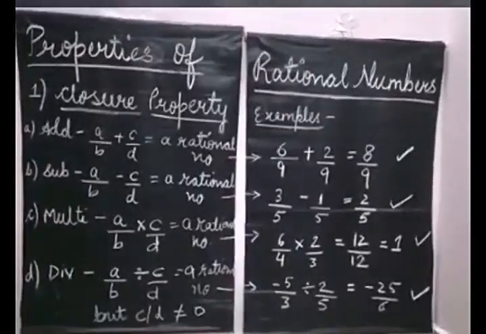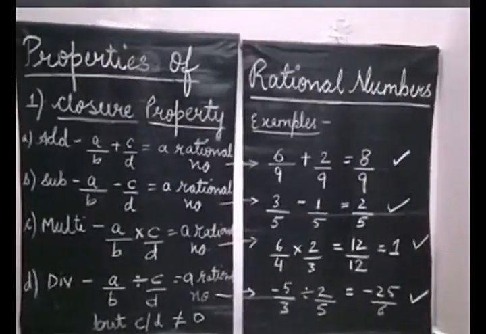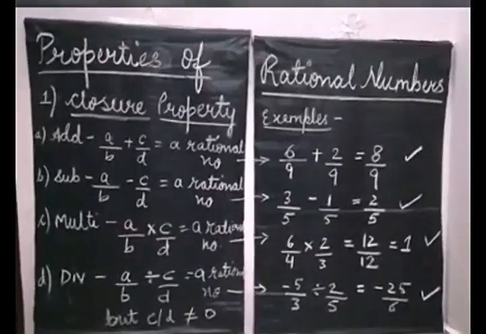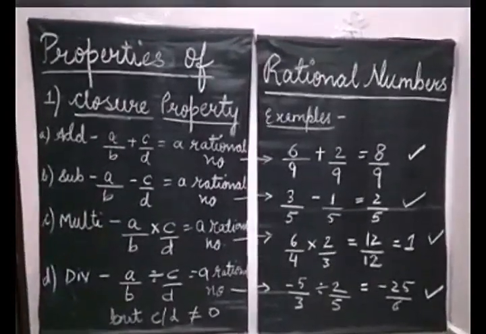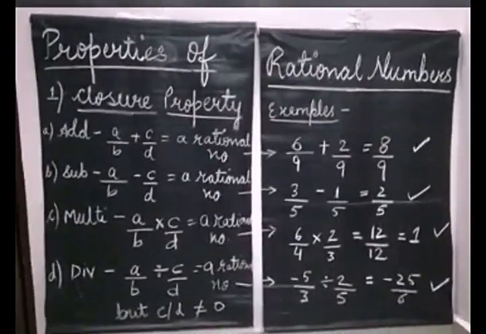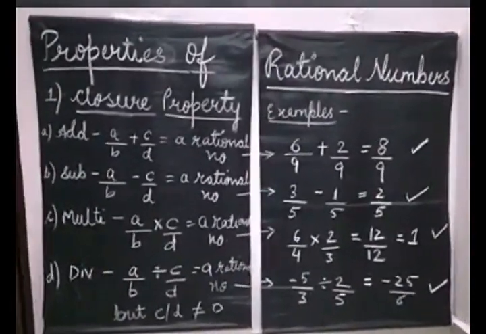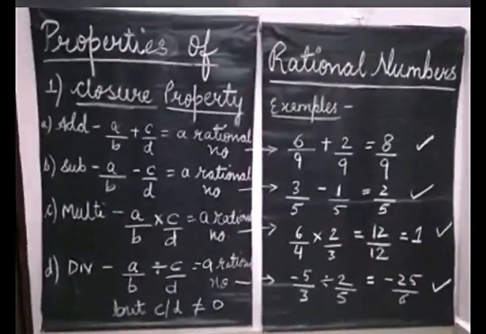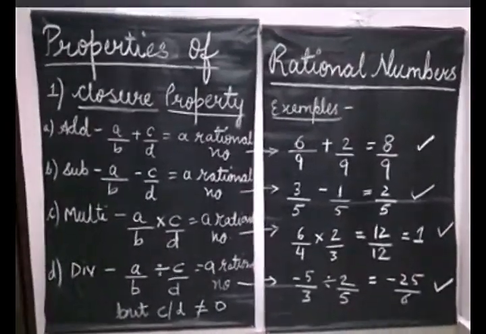Now, about properties of rational numbers. Our first property is closure property. Let us see what closure property says. In closure property, we will see closure property in case of addition, subtraction, multiplication, and then division. Let us see in case of addition.